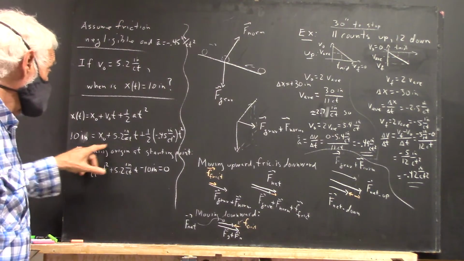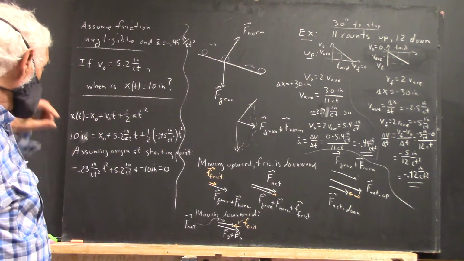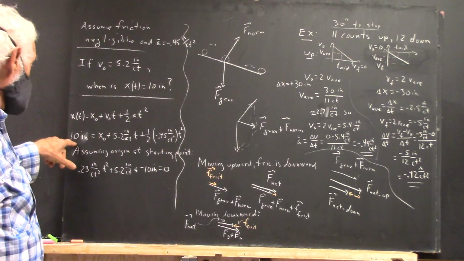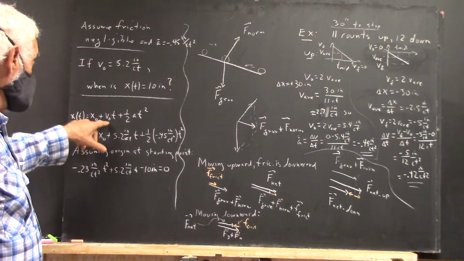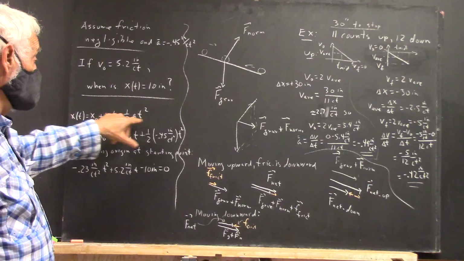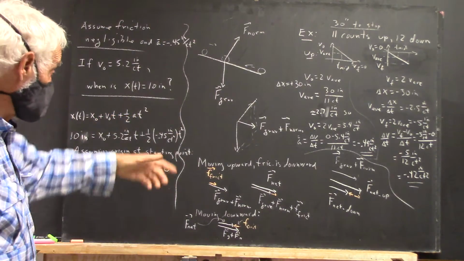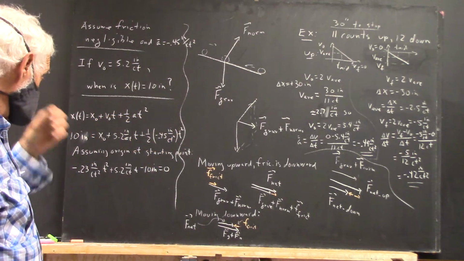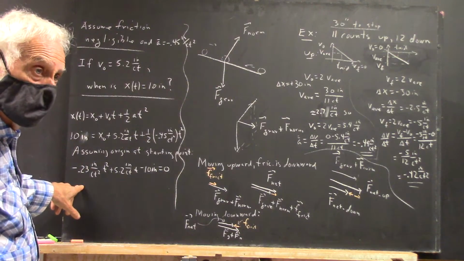But then, here's the equation, and it's very straightforward. We just plug in 10 inches for x and 5.2 inch per count for V naught and negative 0.45 inch per count squared for A. And here we have it. Okay?